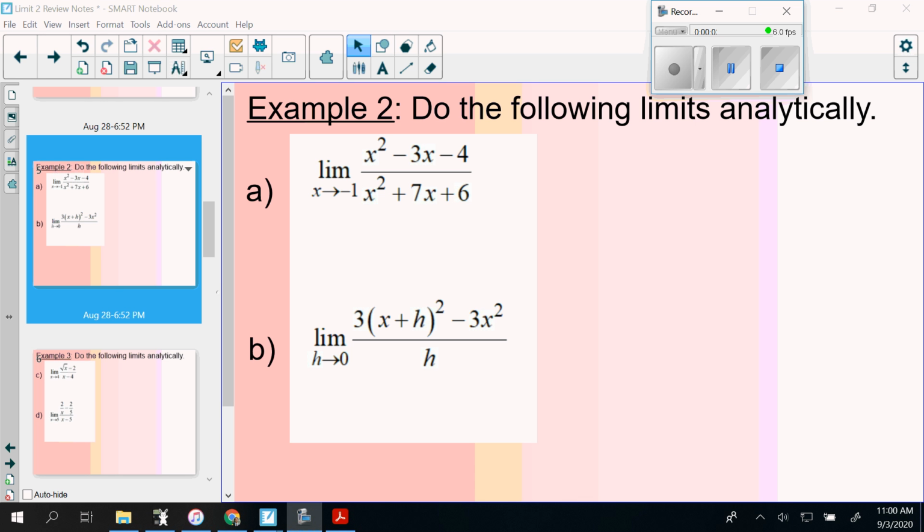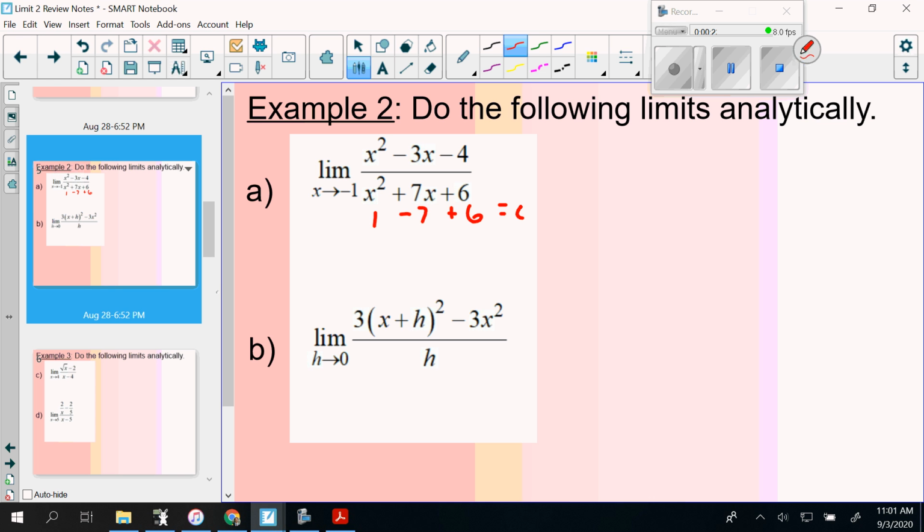All right, so we're going to look at how we can solve some of these limits analytically when the function's not necessarily continuous at our point. The first one here, a, if we plug in -1 into this, -1 squared is going to be +1. -1 times 7 is -7. 6, you can see this is going to end up being 0. We can't have division by 0. So this function is not continuous at the point. So now we got to explore what are other ways.